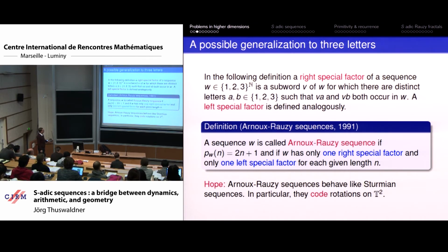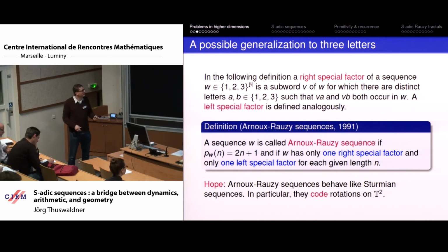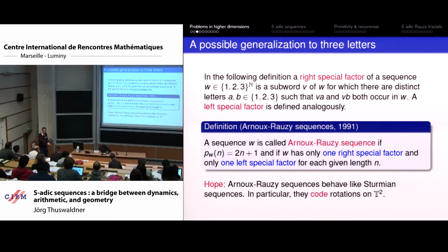So 1 right special factor entails that this Rauzy graph becomes nice. And so the hope was that these sequences behave like the Sturmian sequences. In particular, they code rotations on the 2-torus. So 2 letters, 1-torus; 3 letters, 2-torus, right? This drop down comes from the projection. You lose 1 dimension. So you have broken lines in d dimensions, so in 3 dimensions, but your rotation takes place 1 dimension lower. So this is the hope, and unfortunately this is not true in general.